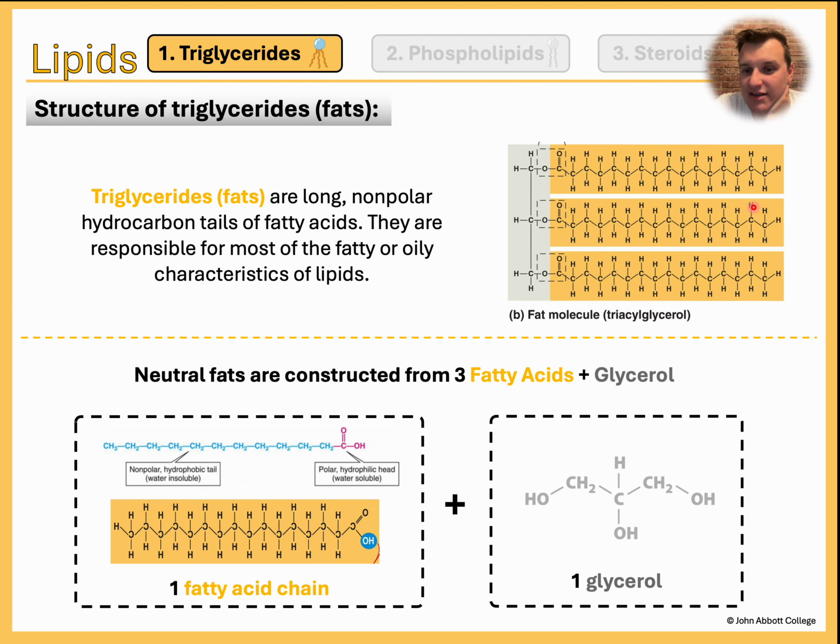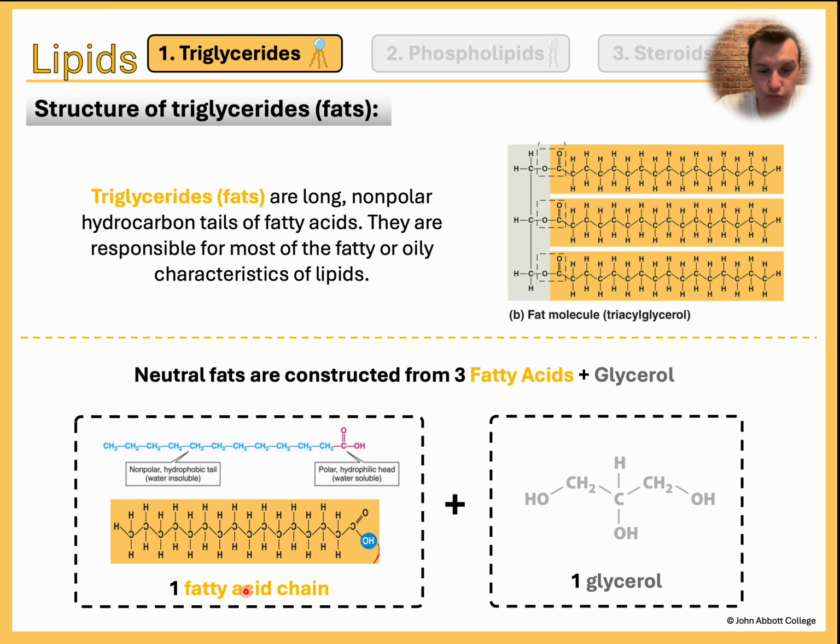So this is what makes the kind of oily aspect, the part that doesn't like water, right? So this is one fat molecule. This is a triglyceride. It has 3 fatty acids and 1 glycerol backbone over here. These neutral fats, these triglycerides, are constructed from 3 fatty acids plus a glycerol, as I said, right?